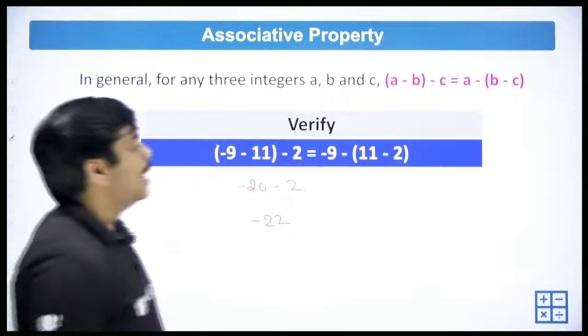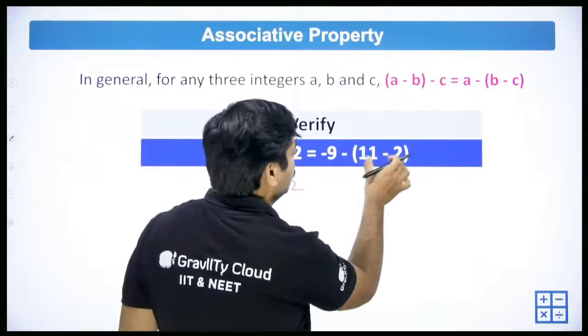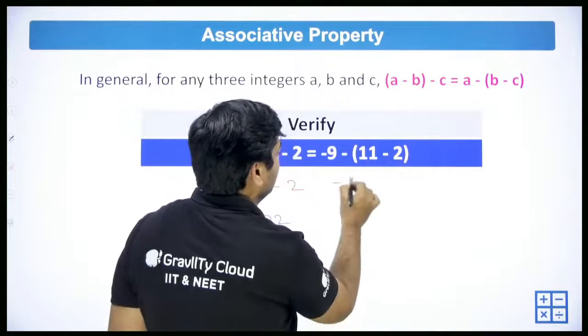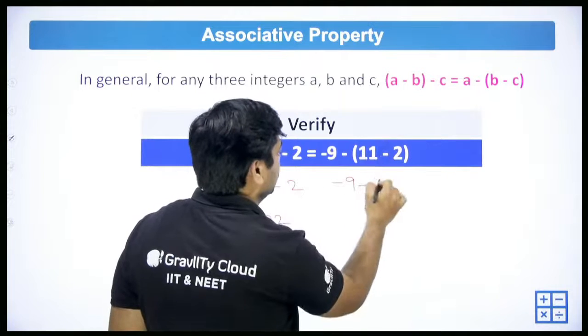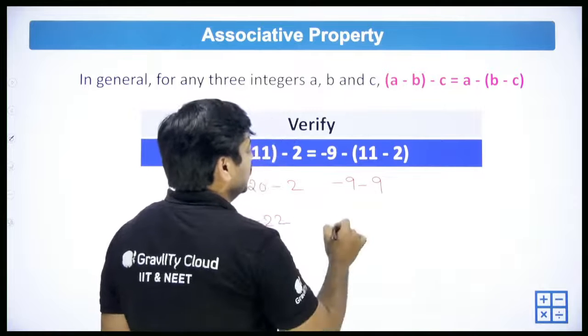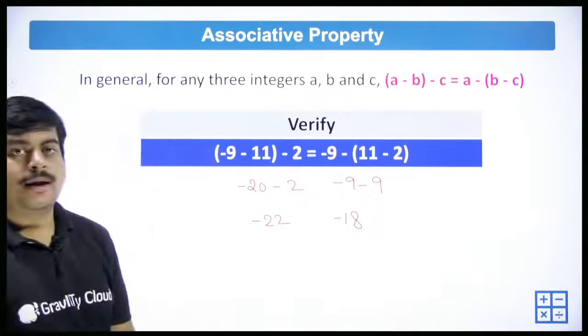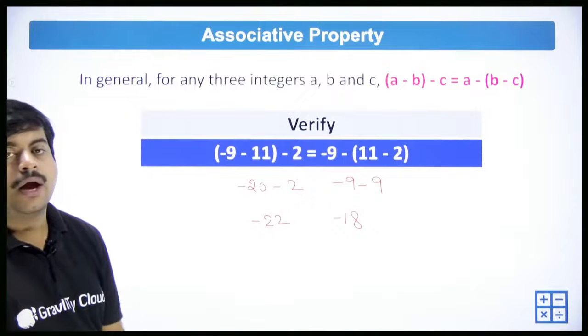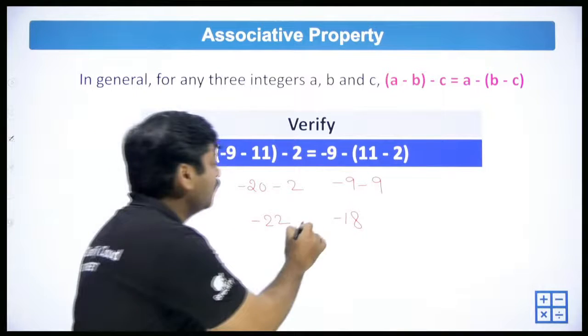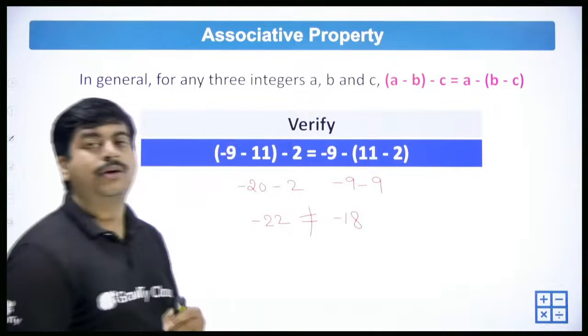What about this one? 11 minus 2 is 9. So minus 9 minus 9 becomes minus 18. Now tell me, are these two equal? No. Why are we getting this difference? Why are these two numbers not the same?